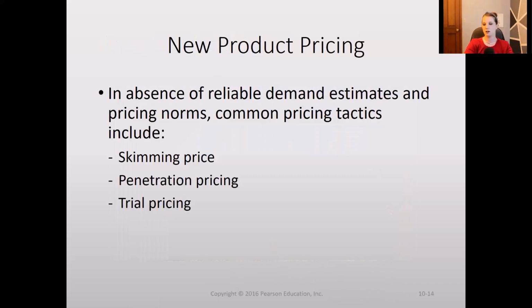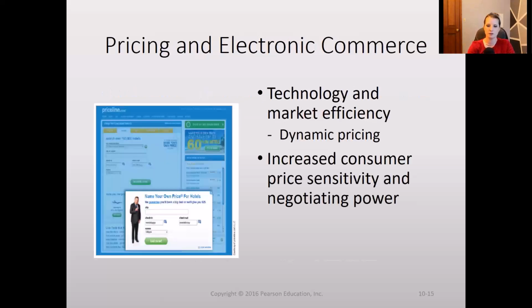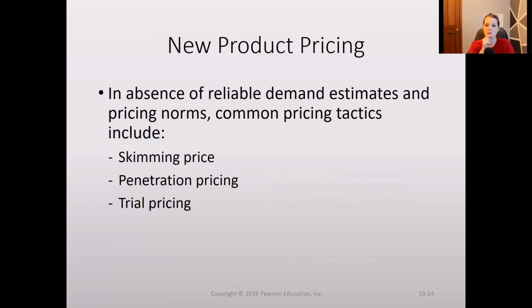Then we have new product pricing. So there are three major strategies for new product pricing, the most common things that we would do. First, we have skimming. This is where we come into the market with our brand new product and we charge a pretty high price for it. When we charge a high price for it, we are really indicating that it is new and it is different and it is more valuable than the other things that are available to us.